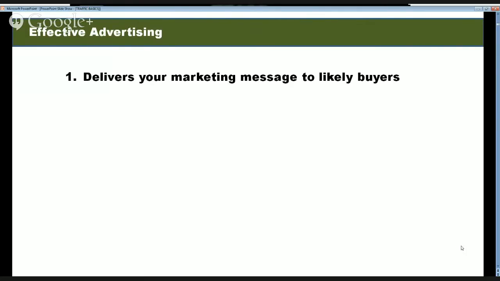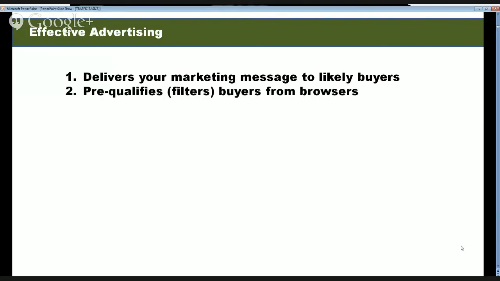And the first thing that is really important when it comes to effective advertising is you've got to deliver your marketing messages to likely buyers. And the key there is likely buyers. You don't want to waste your time and effort and money giving your marketing message to someone who is never going to buy or who is in completely the wrong target audience. So you've got to get your message to the people that are likely to buy whatever it is that you have to sell.